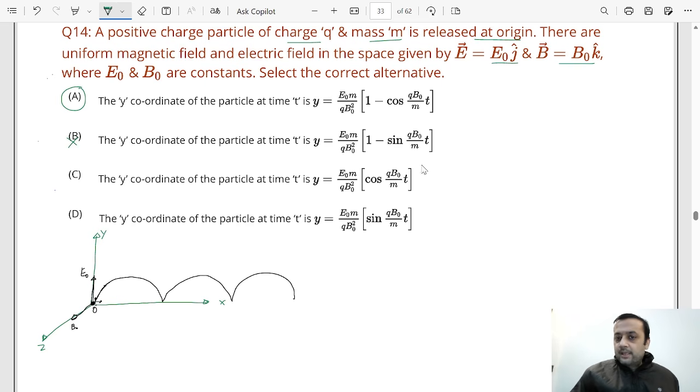So the y coordinate was 0. Again, if you put t equals 0 in option C, the y coordinate does not become 0. In option D, if I put t equals 0, then the y coordinate again becomes 0. That means it is also a possibility. Now, how to eliminate between A and D?